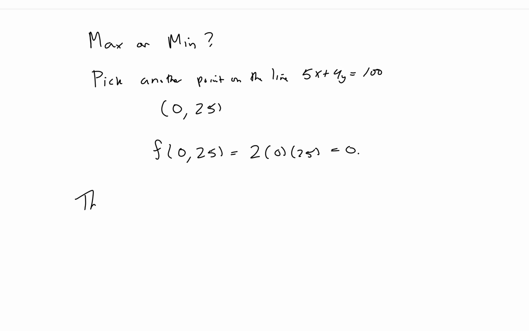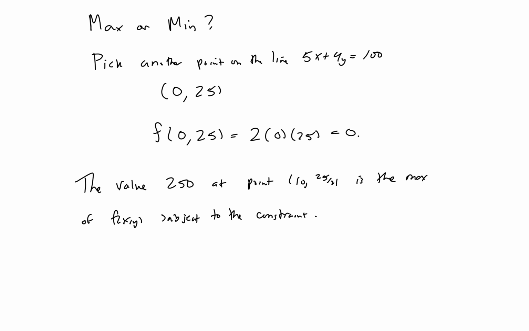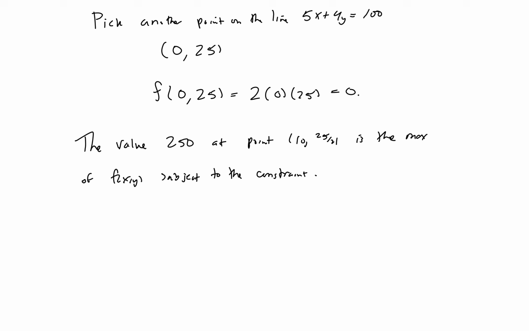So the value 250 at the point 10, 25 over 2 is the maximum of the function subject to the constraint. And since there were no other points that came out of this, there is no minimum.